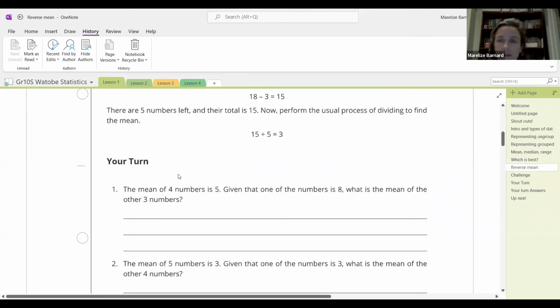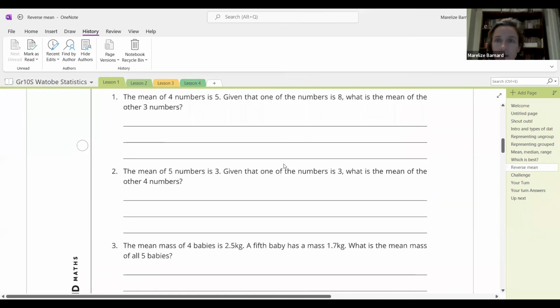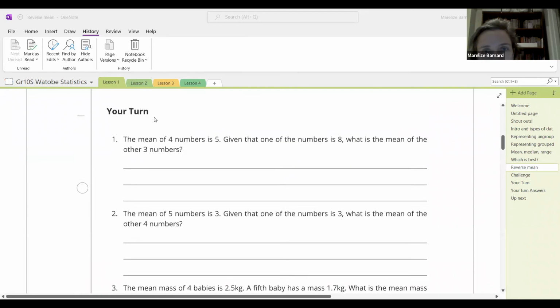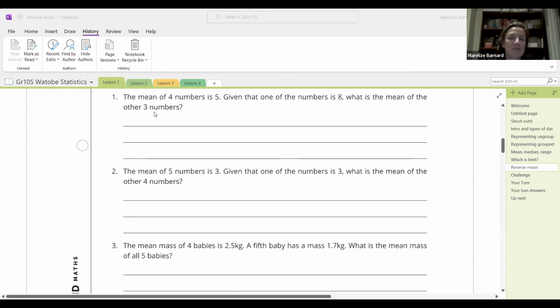Right. Let's do a little thinking question here. Just calculating the mean. Okay. So the mean of 4 numbers is 5. Given that one of the numbers is 8, what is the mean of the other 3 numbers? Let's think. The mean of 4 numbers is 5. Given that one of the numbers is 8, what is the mean of the other 3 numbers?